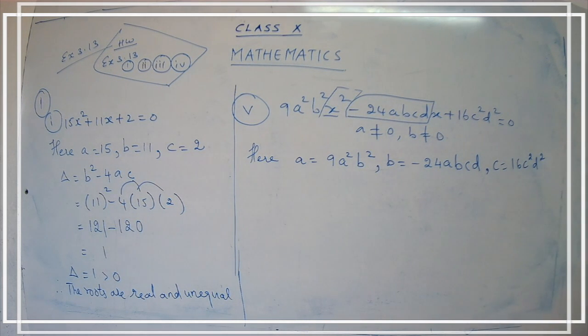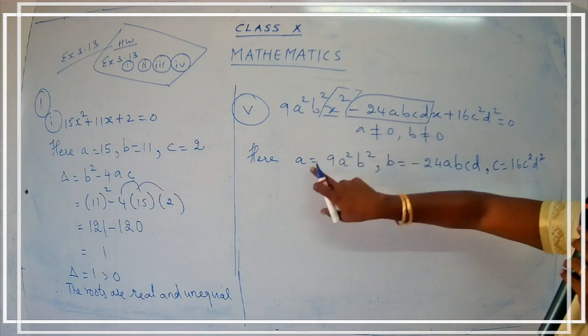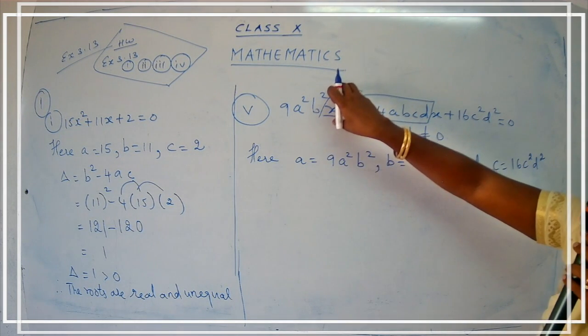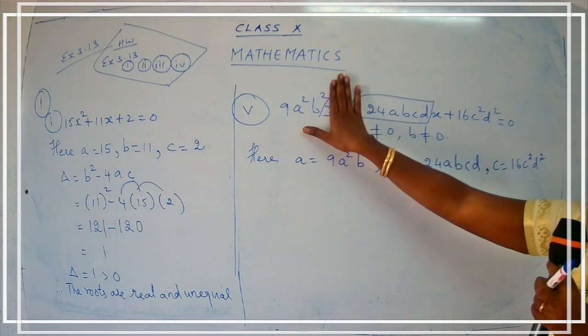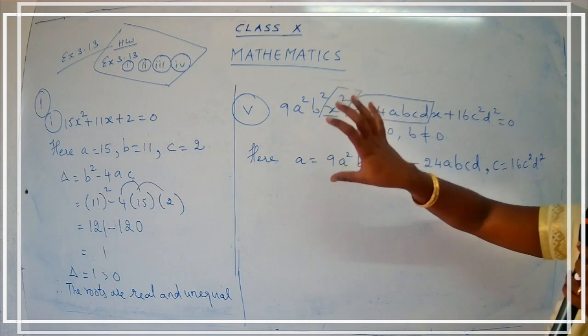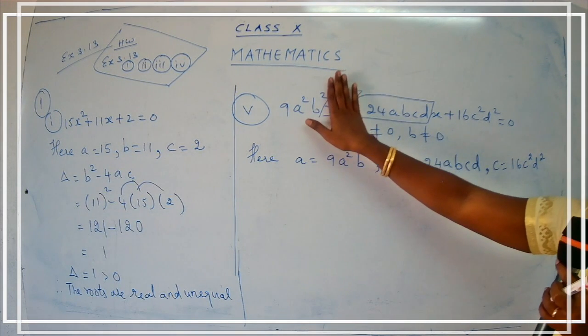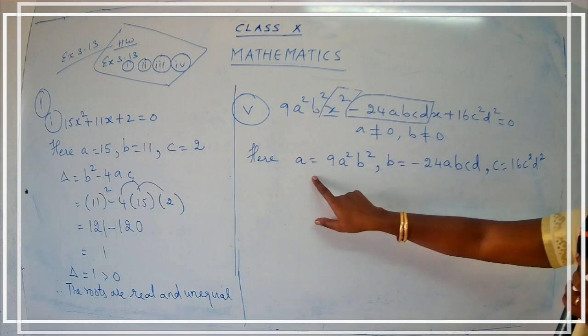This is very easy, children. Only the thing is you may have confusion about how to choose the numbers. So remember, for the a part you have to take the coefficient of x square. Just leave x square, and whatever is there with x square will be the value for a. When I leave x square, what is left? 9a square b square. So that is your a.